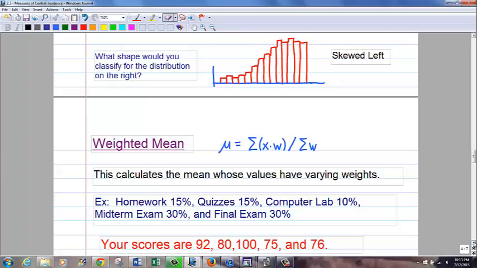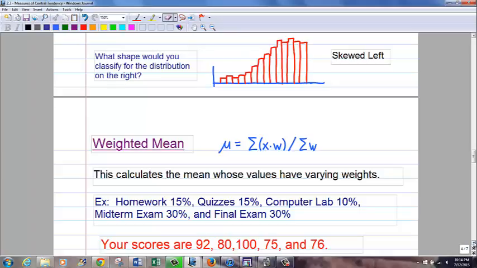Sometimes in a data set, we don't consider all values to be equal, like we did for our generic definition of mean, where you add them up and divide by the number of values you have. The most common example that I think would relate to students as far as weighted mean would be if you were taking some sort of course where each different component of the grade has a different percentage associated with it. That's the idea of weights. They all have different weights. Some scores are more important than other scores.